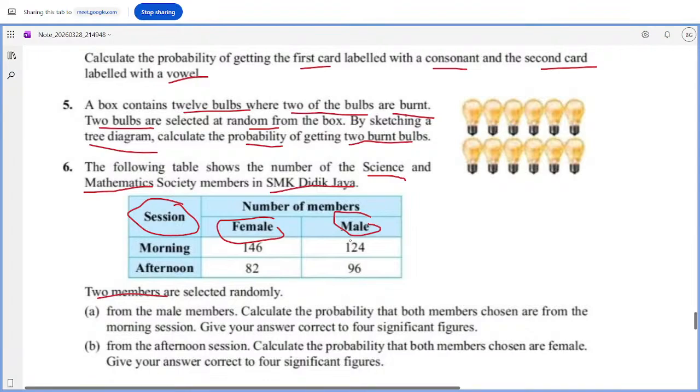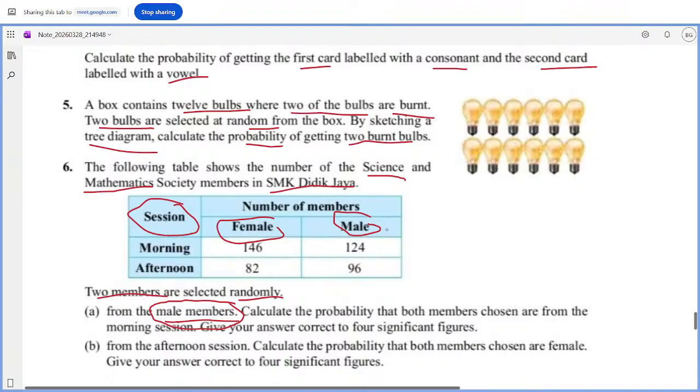So there can be many pairings here. It can be female morning, female afternoon, male morning, male afternoon. Do you see that, guys? There are many possibilities. So always check what the question wants. They select randomly from the male members. This is the important keyword. So guys, when they say 2 members are selected randomly from the male members, it means this one is going to be your total, correct? Because the sample space now is only focused on the male members.